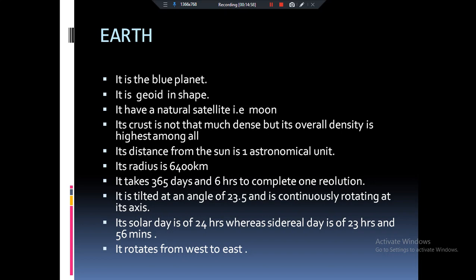The Earth can broadly be divided into 3 zones: the tropical zone, the temperate zone, and the frigid zone. In the tropical zone, the sun rays fall vertically. We will be talking about the formation of the seasons, days, and nights on the Earth in the later classes.